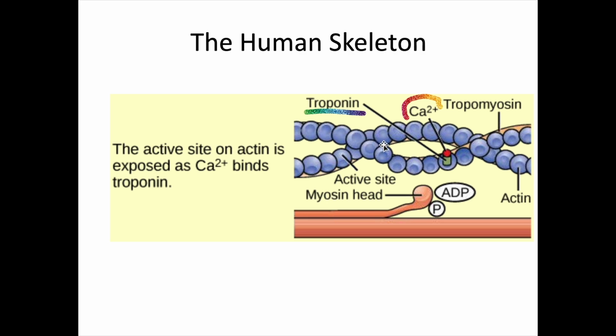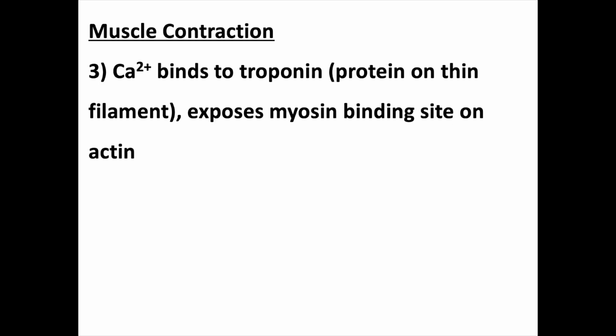So when the calcium binds to this troponin protein, that exposes a myosin binding site present on this actin protein. So before calcium, the binding site was not exposed, and that's why myosin was not bound to actin. But now that troponin has calcium, it moves out of the way a little bit. Now this is available for myosin to bind to. So calcium binds to troponin, a protein on the thin filament, and exposes a myosin binding site on actin.